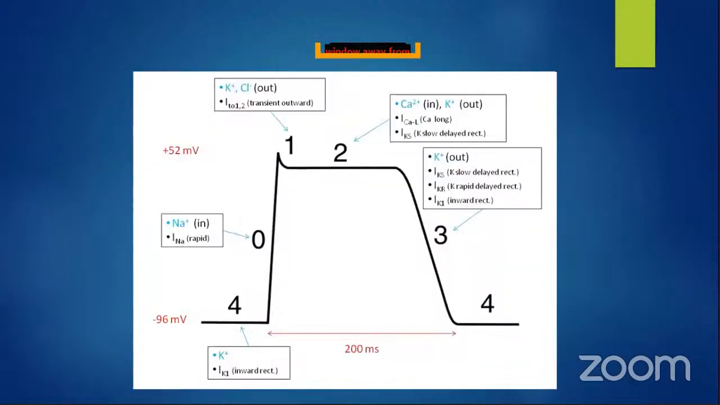So these are the stages. In phase 0, there is mainly sodium influx. In phase 1, sodium channels are inactivated and potassium channels open, so potassium efflux is there. In phase 2, there is slow influx of calcium and outflux of potassium. Then in phase 3, there is potassium efflux mainly by two channels. Then the fourth, it comes back to the resting membrane potential. So these are the phases of the cardiac action potential. You should study this well.